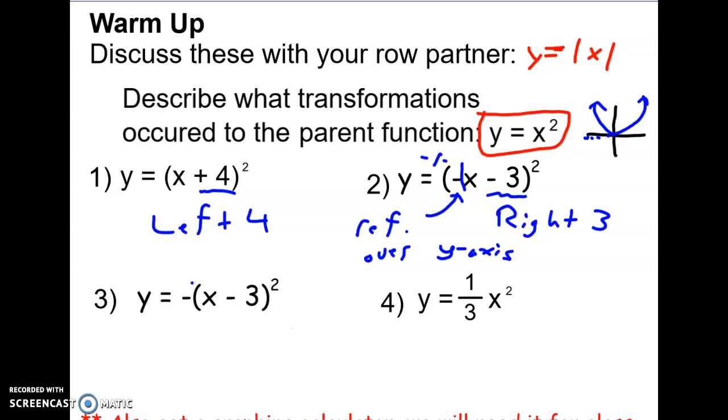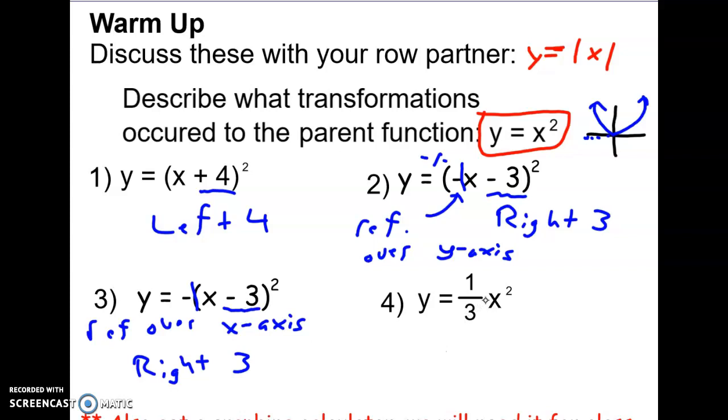Right, and that's actually what's happening here, I guess. Number 3 would be an example. Negative 1 on the outside, so that's reflect over the x-axis. And it's also going to go right here. That would be opposite what we think, so that would be right 3. And this one, it doesn't matter necessarily, but the order you would go right 3 first, then reflect.